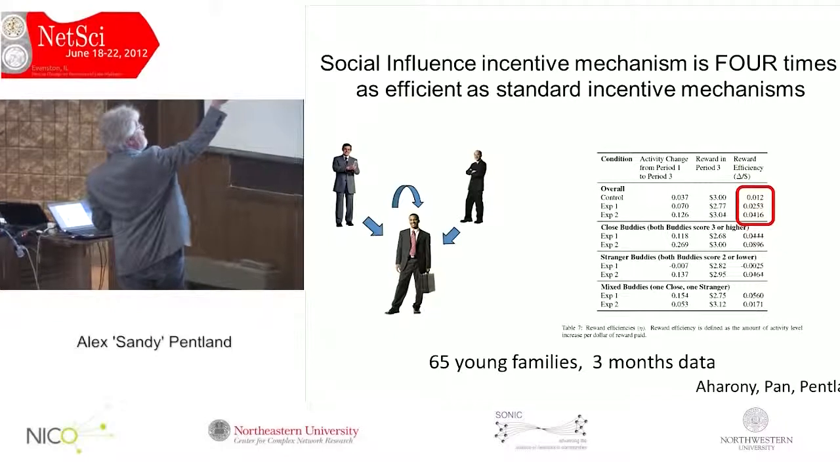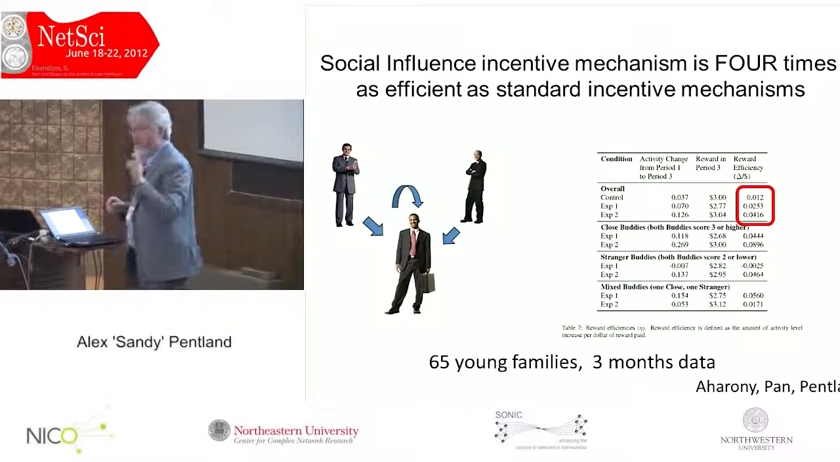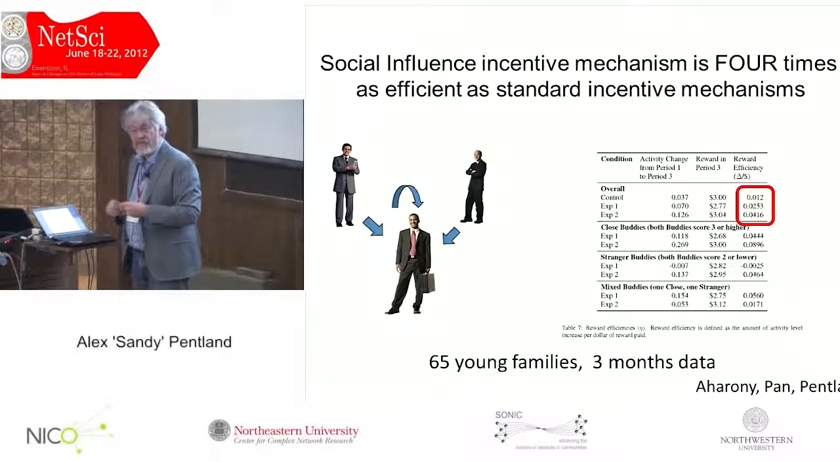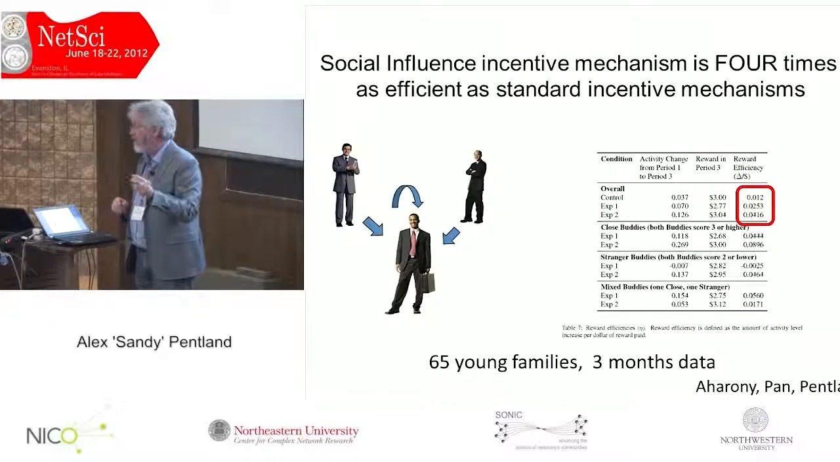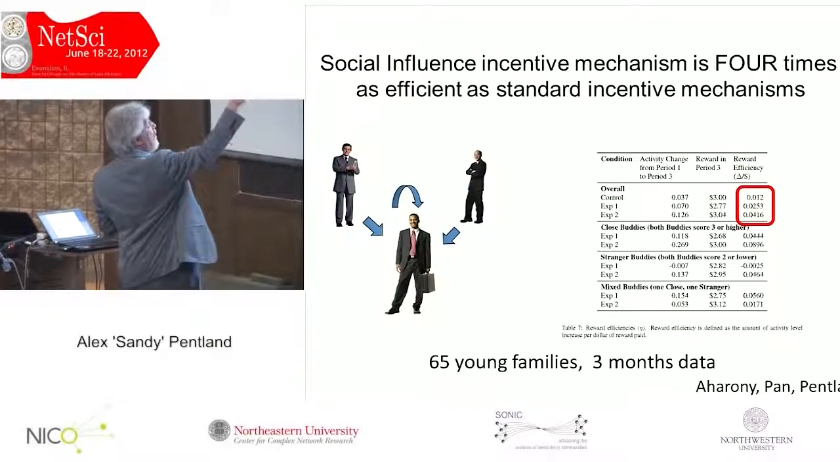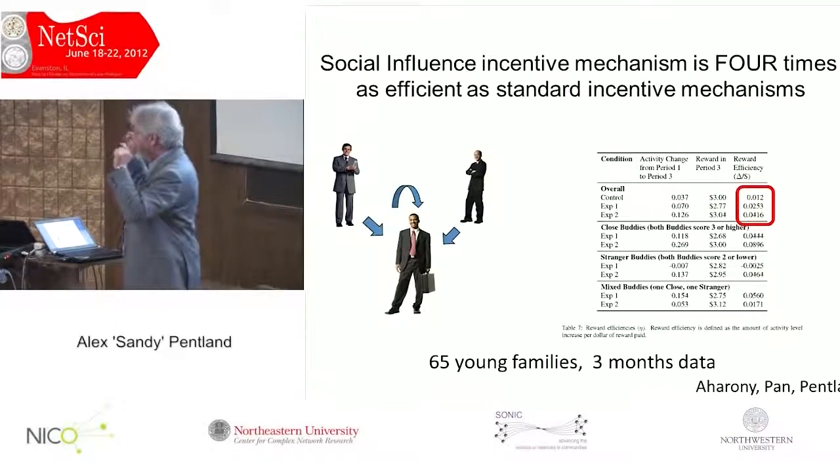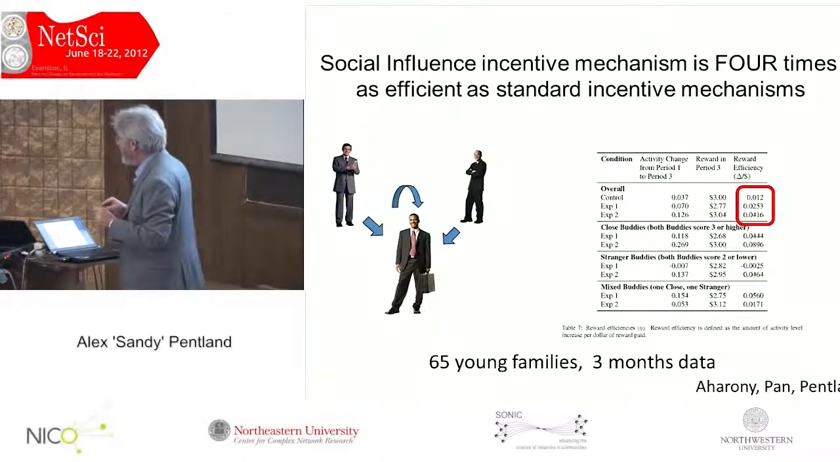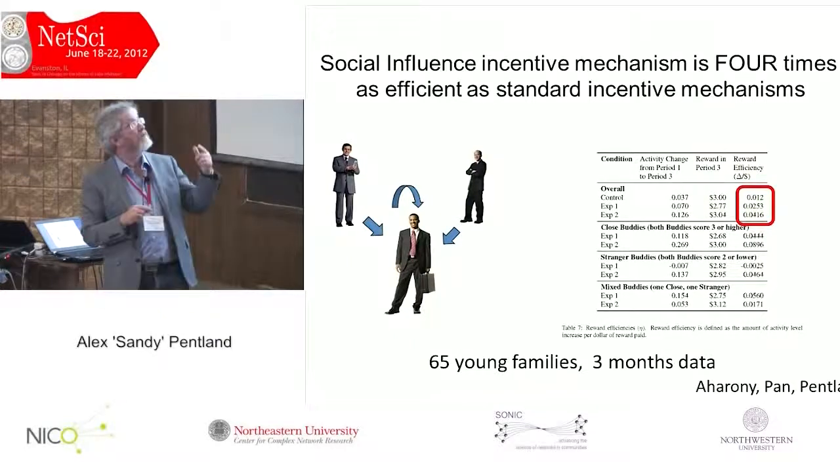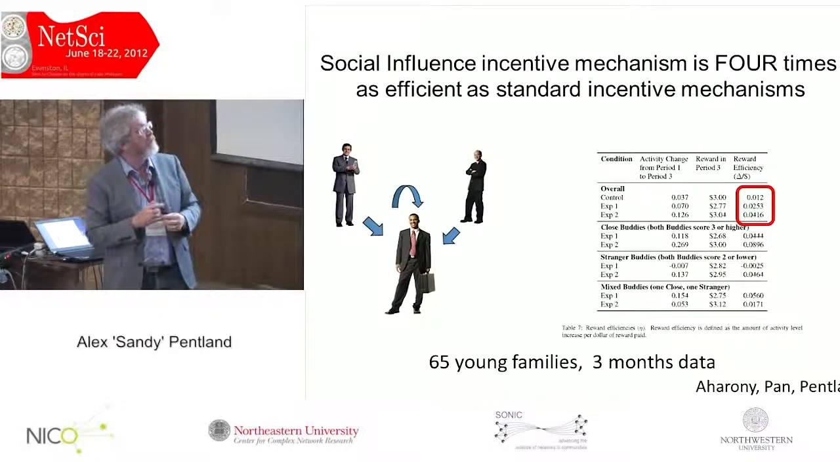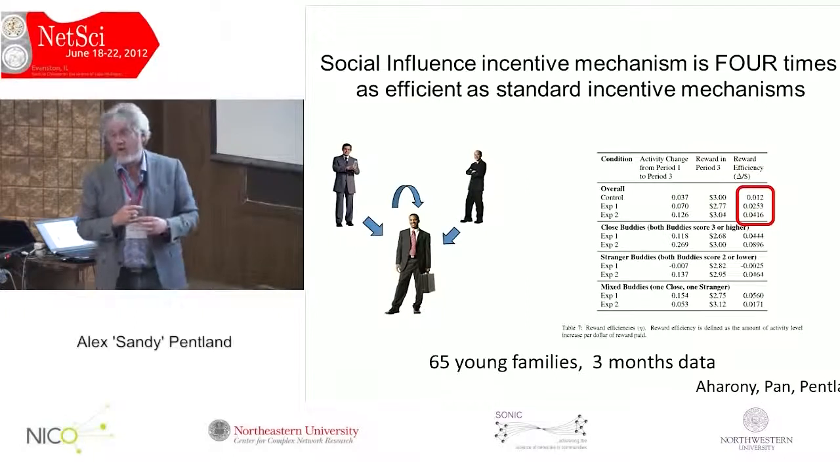That's 0.012. So that's the amount of activity per dollar, activity change per dollar. The social media, which is a reward plus letting you see what other people are doing, worked better. That's the 0.0253 number. But this business of giving rewards to your buddies was roughly four times as effective as a standard reward mechanism. That's the 0.4.